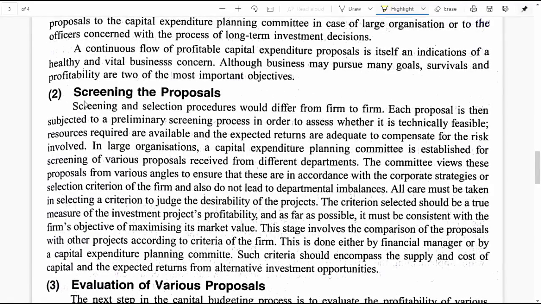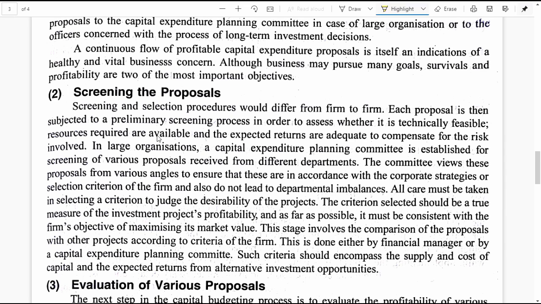Point number 2, which is the second step in the capital budgeting process, is screening the proposals. Each proposal is then subjected to a preliminary screening process in order to assess whether it is technically feasible, resources required are available, and the expected returns are adequate to compensate for the risk involved. This is a very important stage.